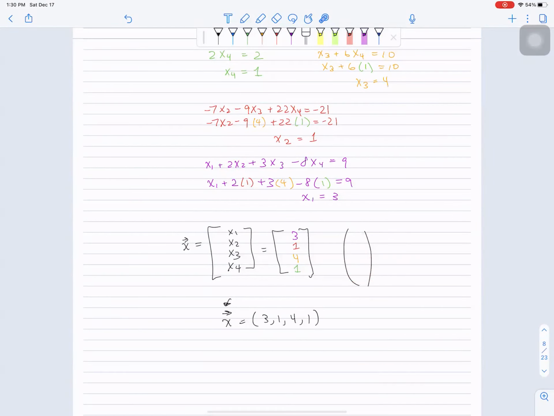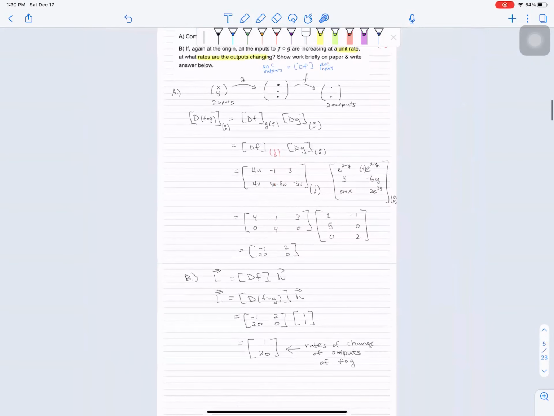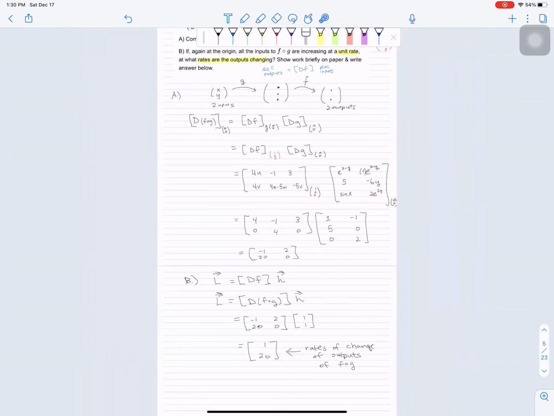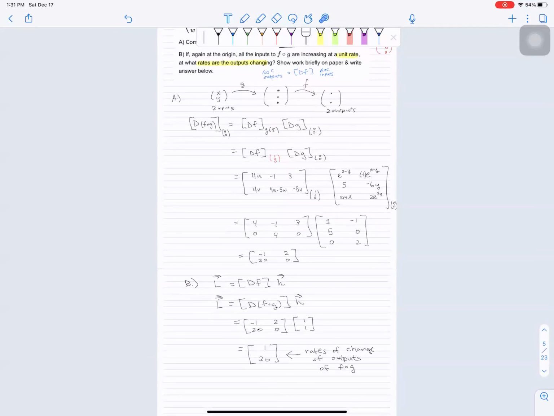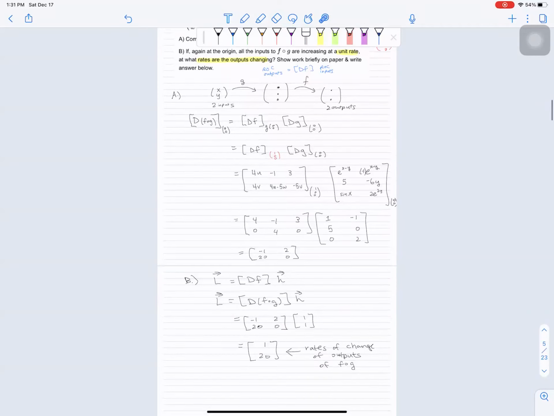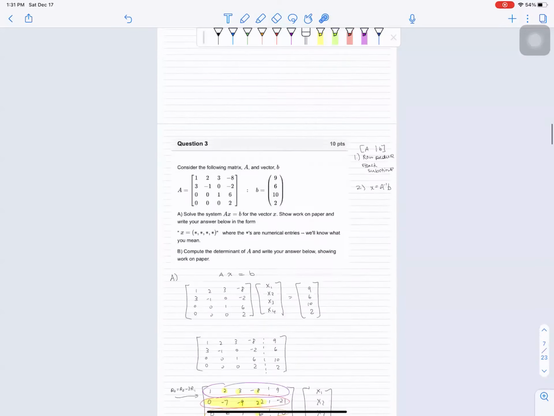Okay, and I'm also getting a question to show 2a and 2b real quick again. This was 2a and 2b. So yeah, 2a was finding that derivative matrix, and then 2b was evaluating it at the rates of change of inputs. Okay, so back to problem 3.